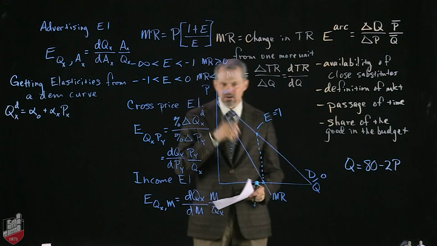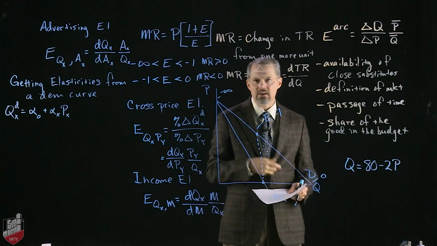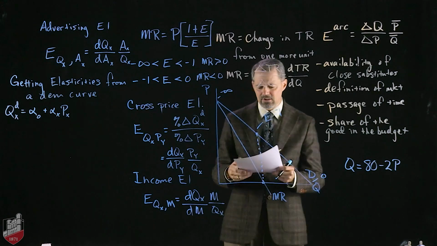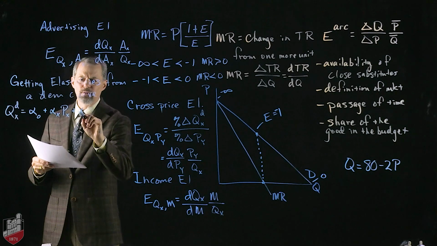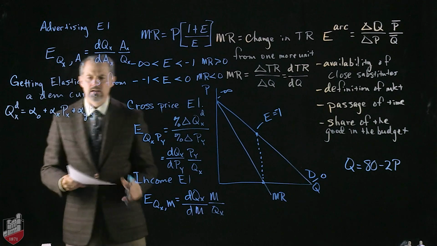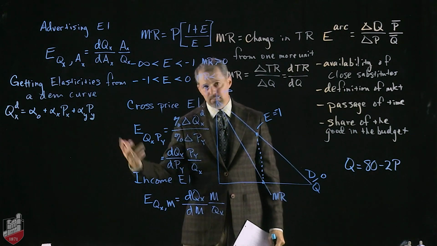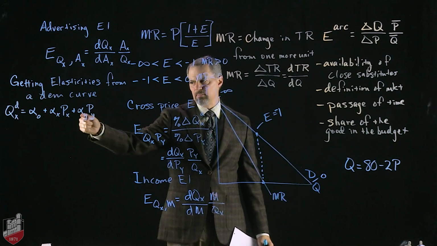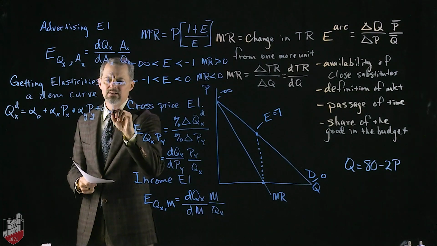But now remember that there are other things that affect demand. We call them the determinants of demand. Things like income, things like the prices of other goods, things like advertising. So we want to put those into the demand curve. I'm going to say plus alpha y times Py. Suppose good Y is a substitute good, or maybe a complement. The price of good Y also affects demand for good X, so I'm going to put that in there. And then we need income, so I'm going to say plus alpha m times income.